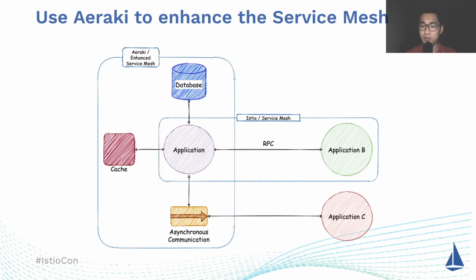The picture shows the common software architecture for most applications. There are database, cache, asynchronous communication, and RPC. Istio still focuses on RPC or HTTP, but Aeraki cares about the left part: database, cache, message queue system, etc. Let me show you that.